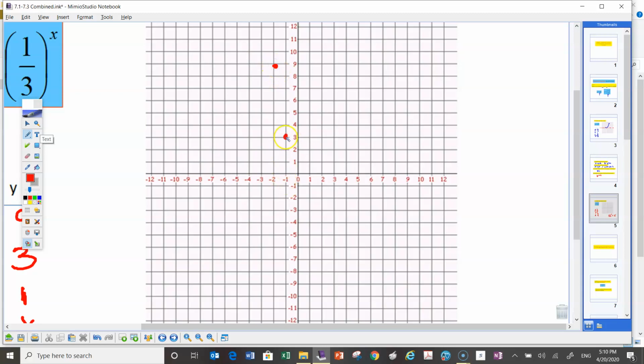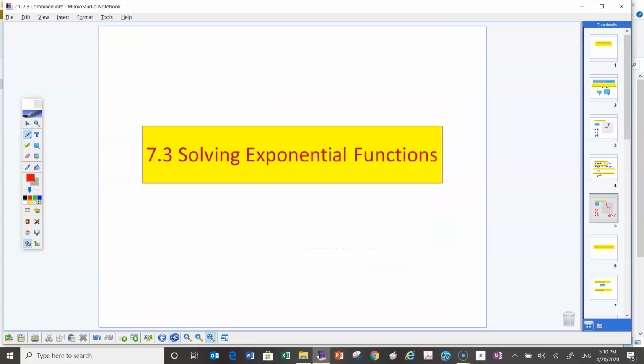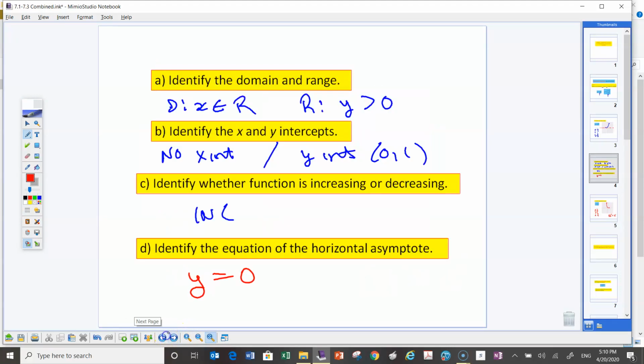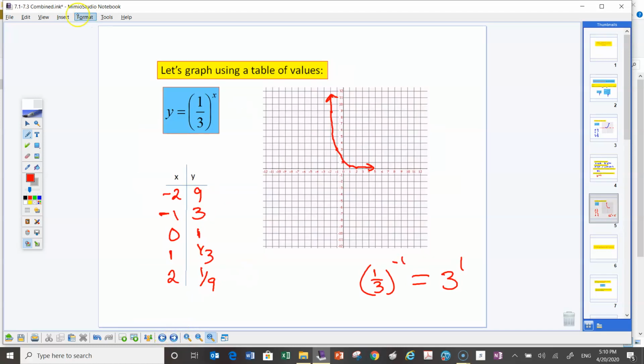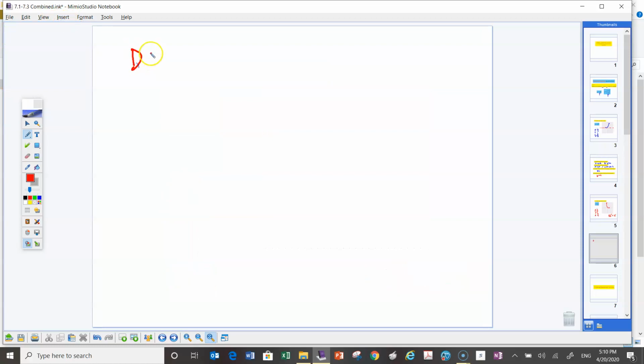At -1, it was +3. At 0, it was 1. At 1, it was 1/3. At 2, it was 1/9. So this time, I get a graph that goes down like this. And if I answer the following questions like I did for the last graph, my domain, again, is x is all the reals. The range, y is greater than 0.